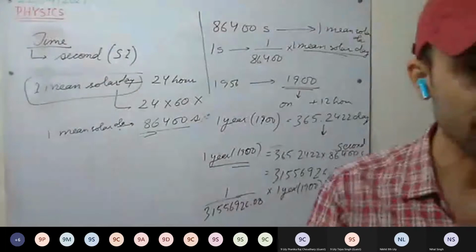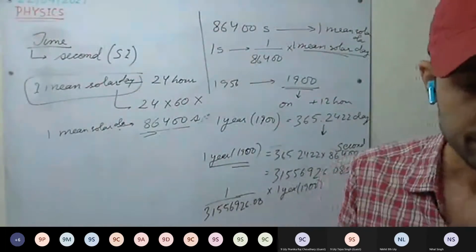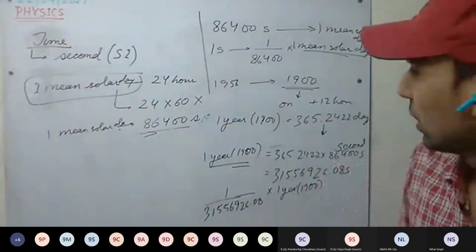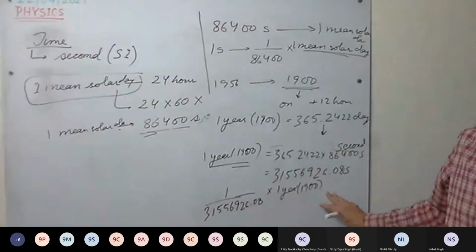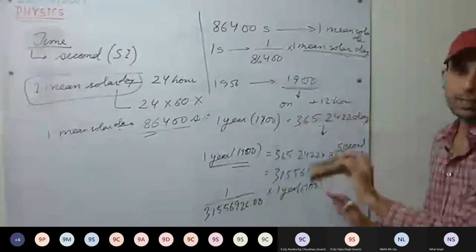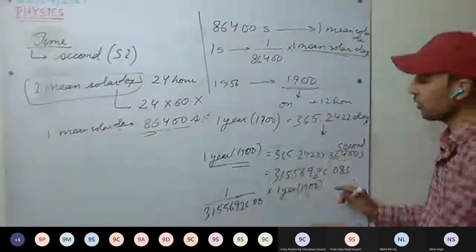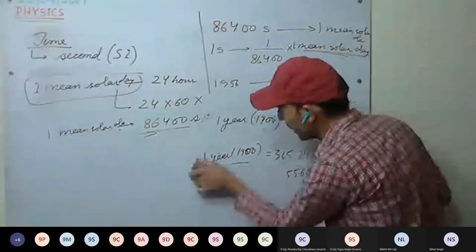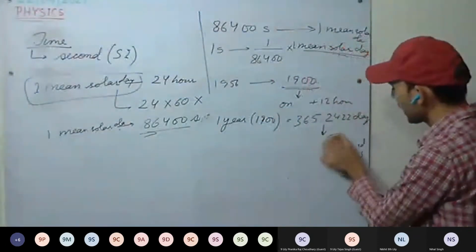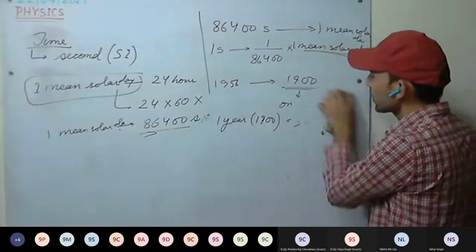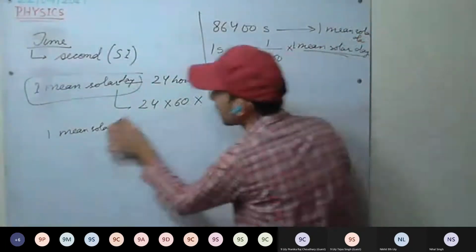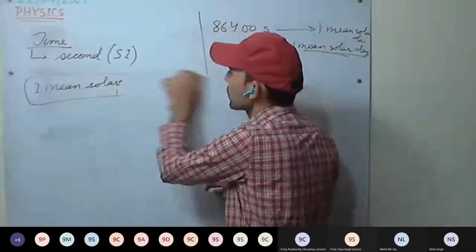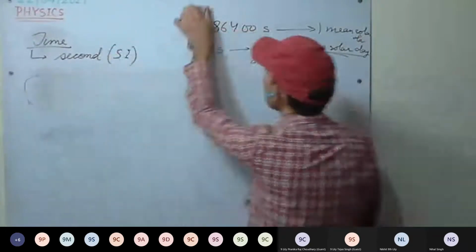So these two definitions you don't have to remember, because they are not being followed now. You can simply skip them. But for an idea, you must know how we have been defining them with time. And now the second is defined in terms of transition of electrons, I think. So the latest definition we'll discuss now.